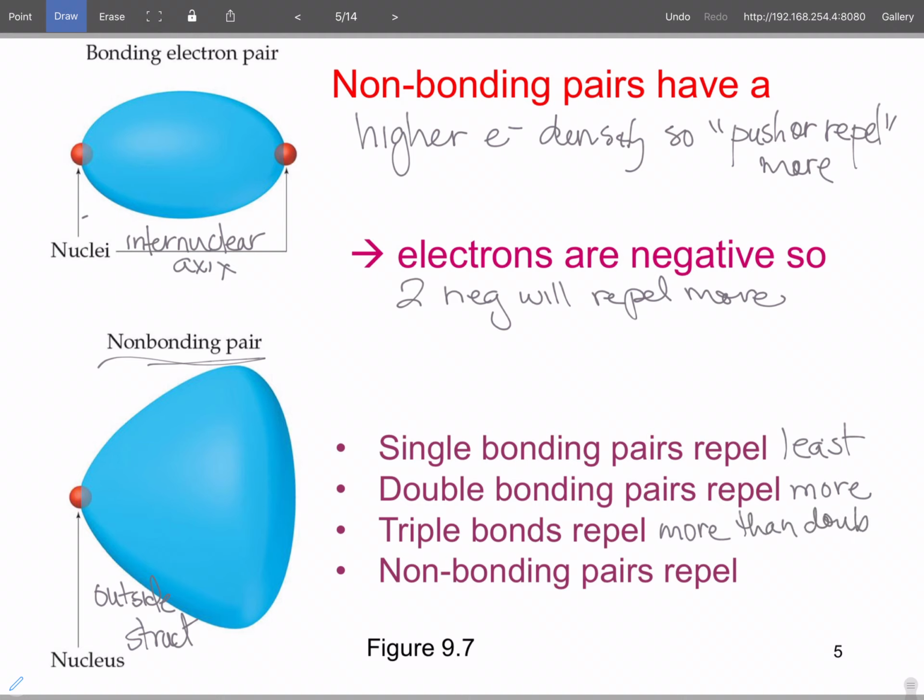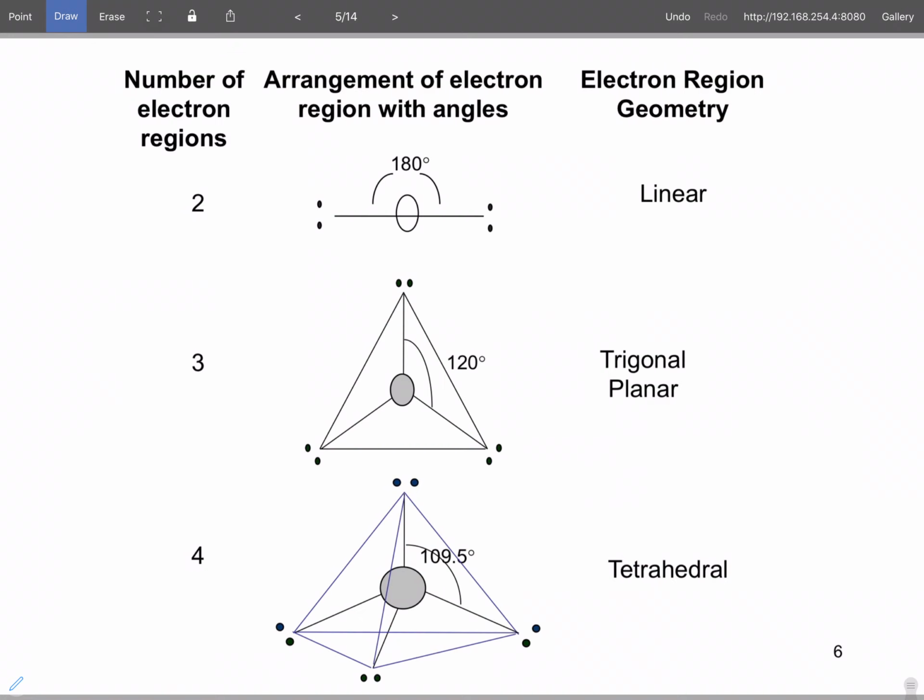And lone pairs repel the most. So if you're looking at the bond, the pushiness, and we use the term push because you're pushing groups of electrons away from each other. Kind of like playing with magnets and pushing other magnets around. That's really basically what you're doing.